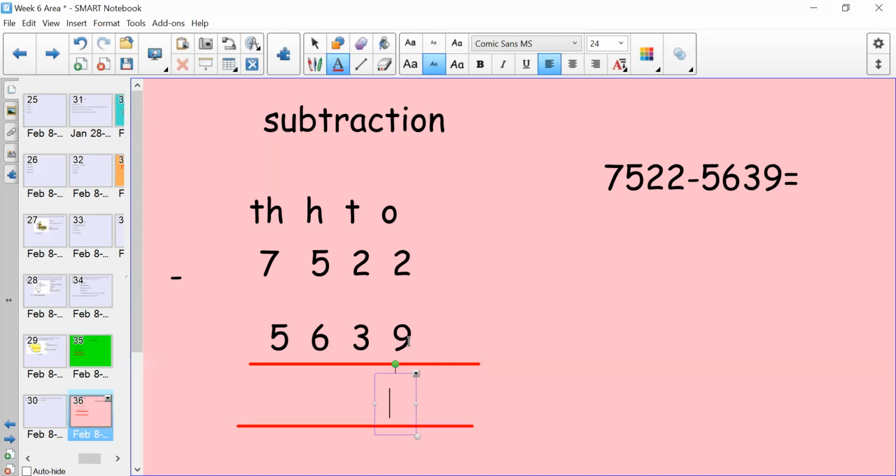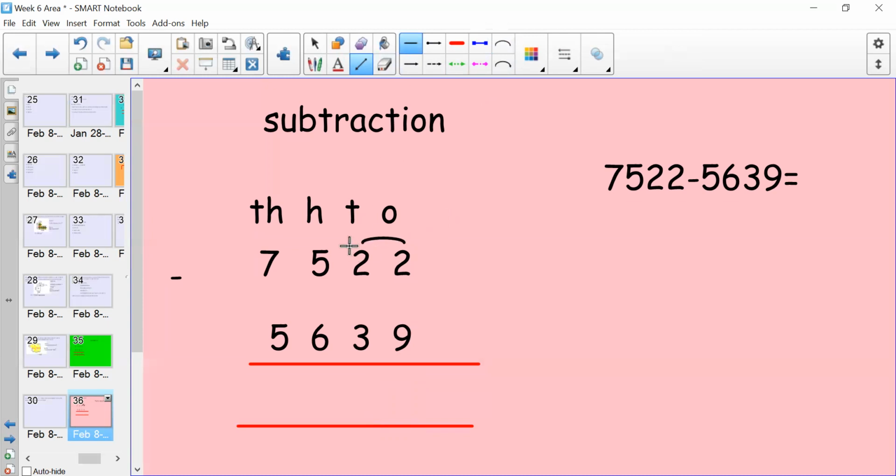We can't do 2 take away 9. So what we have to do is we need to go to the tens column. Okay, so we go to the tens column and we take a 10 from the tens column. So we cross out that 20 and then that 20 becomes a 10. So we replace it with a number 1, which stands for 10. And then the 10 that we are taking comes in front of the 2 to make a new number, which is 12.